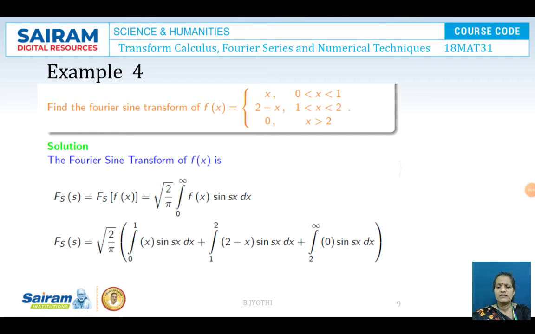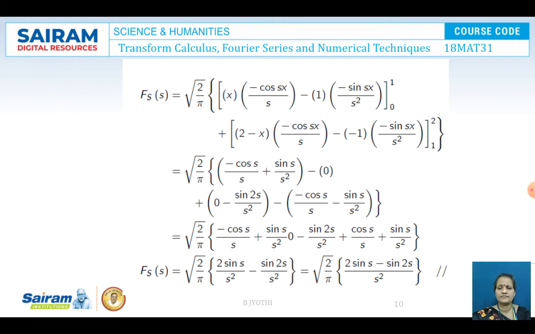Next problem. Similar to the previous problem, here we are going to define the sine transform. Find the Fourier sine transform of f of x. The problem is the same. x varying between 0 to 1, 2 minus x when it is 1 to 2, 0 when greater than 2. So here we have x, 2 minus x and then 0. So this term will be totally 0 because 0 is the function.